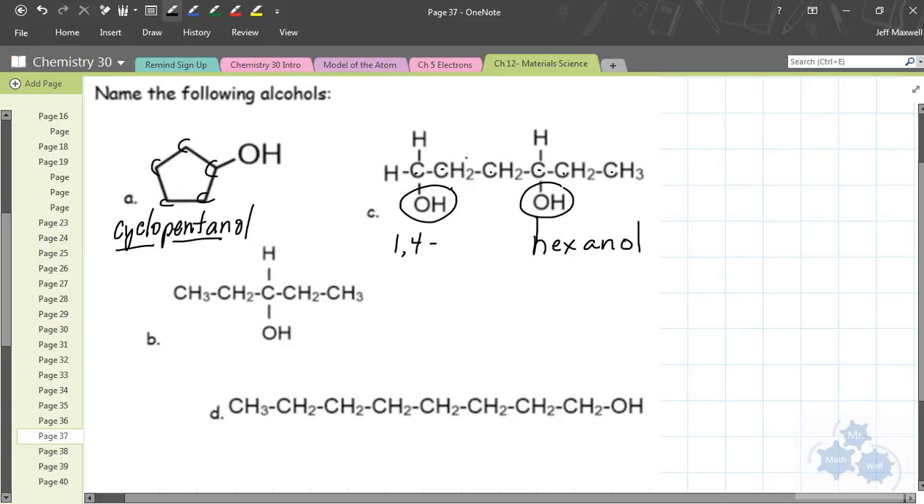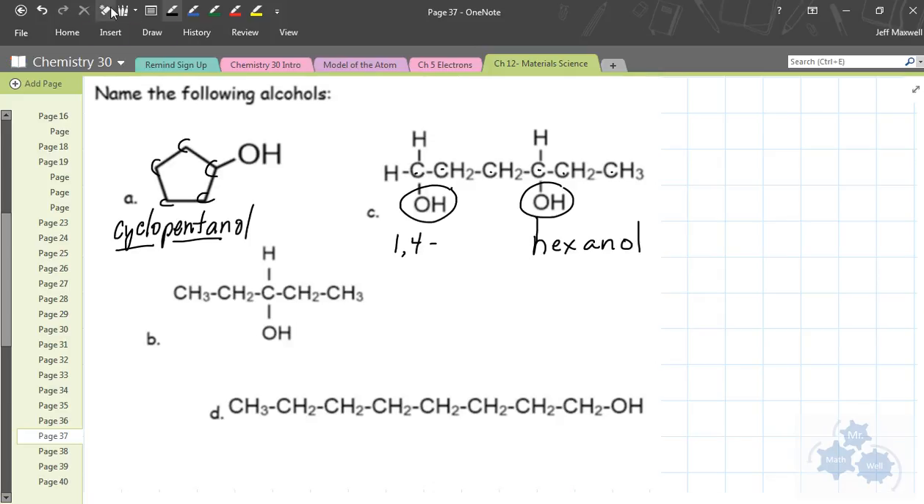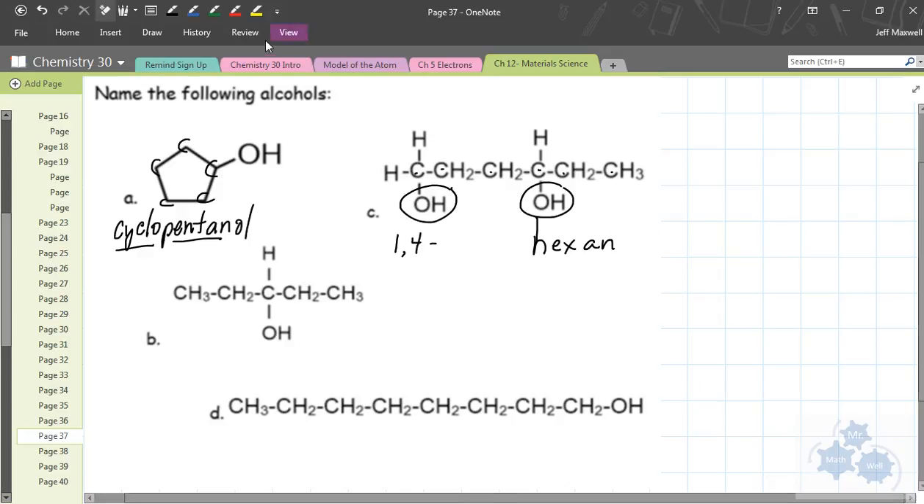Now, do I put the di here? No, I don't, because we put the di over before the ol. So it's hexane-diol. Okay, so 1,4-hexanediol. Does that look right?